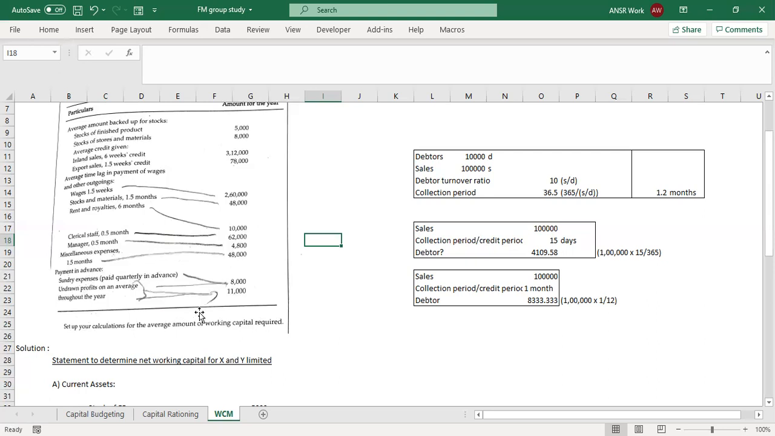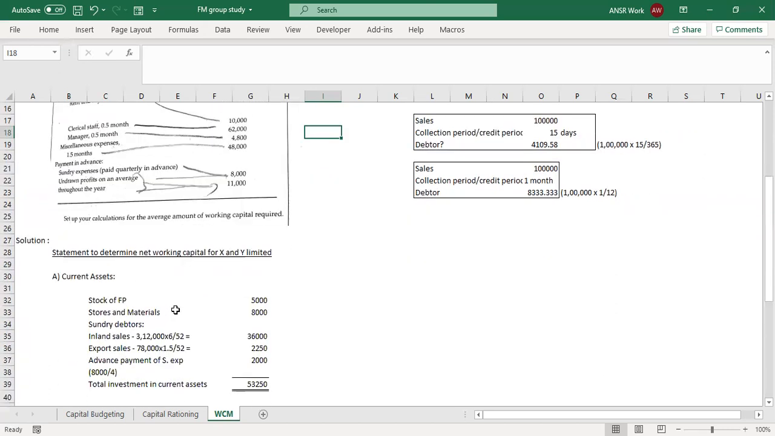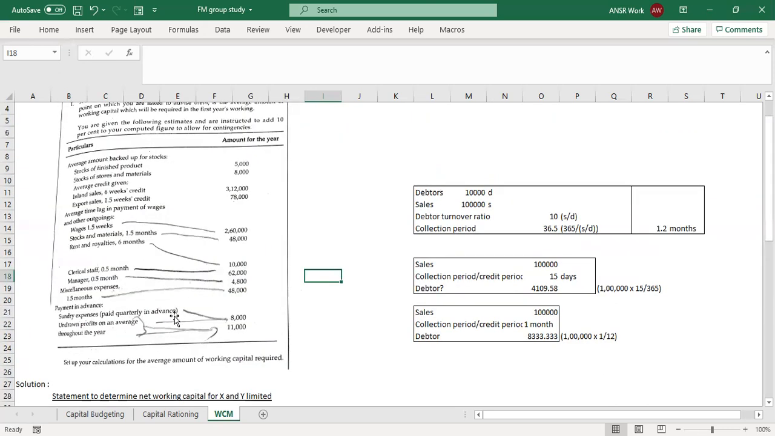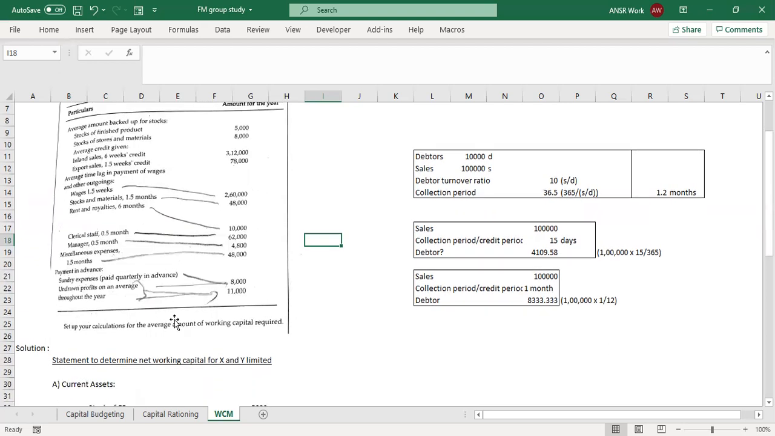Okay, awesome. Now that we know that payment in advance is done for sundry expenses. Sundry expenses is 8,000, and this is paid quarterly in advance. Can somebody tell me what is the value of this current asset? 8,000 by 3? No. How many quarters? Yes, 2,000 is the correct answer. Quarters are 4, so we should divide it by 4.